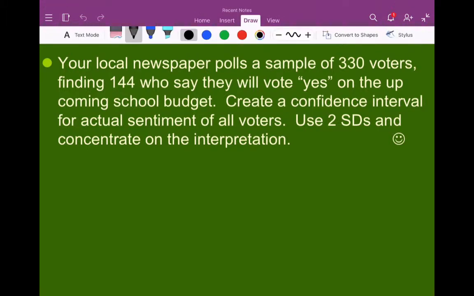The first thing we need to do is find out what our sample proportion is. So our sample proportion, p hat, is 144, because that's how many said yes, out of our grand total, 330. This gives us a value of 0.436. Then q hat is 0.564, and I found that by doing 1 minus 0.436.